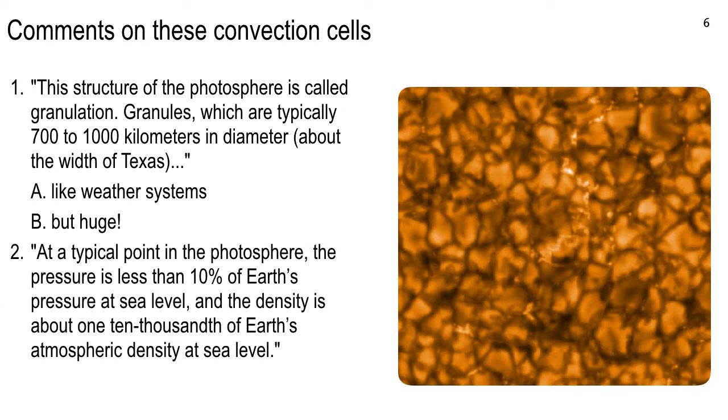So another thing that I mentioned last time, and I want to mention it again, the typical point in the photosphere, the pressure is less than 10% of Earth's pressure at sea level. So in other words, like the air pressure here in Orlando, we're pretty much sea level. And the density is about 1/10,000th of Earth's atmospheric density at sea level. So if it was our atmosphere, at those densities and pressures, we would have a really hard time breathing.